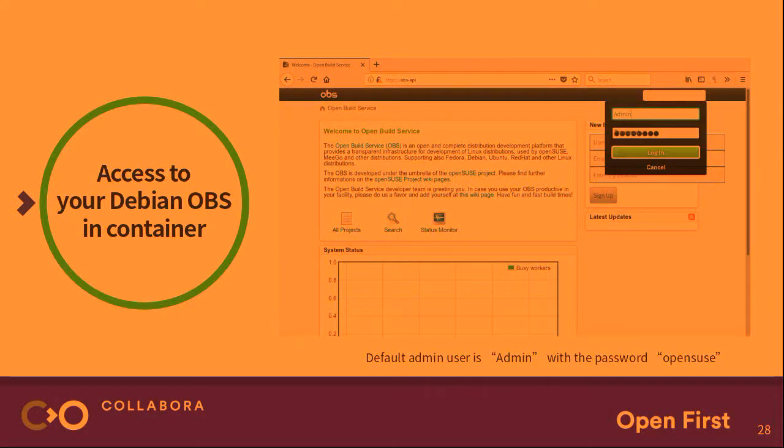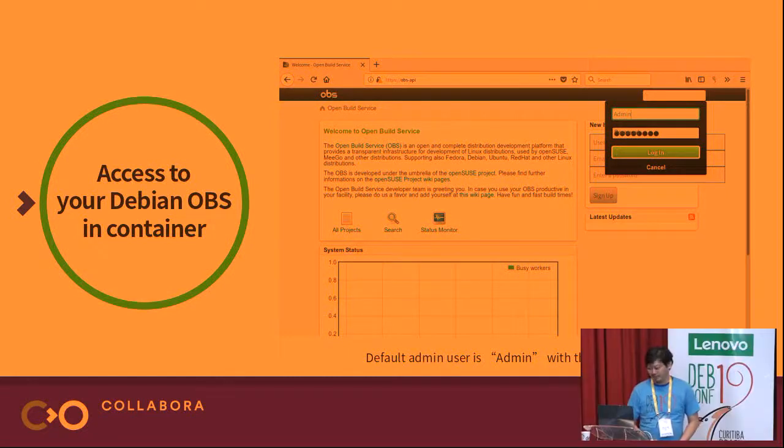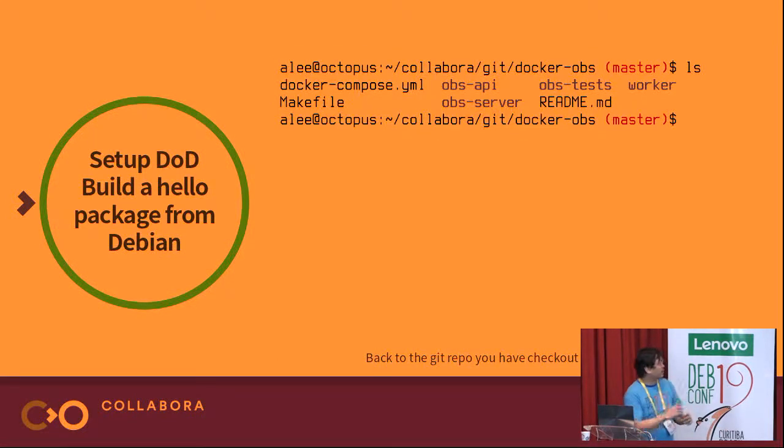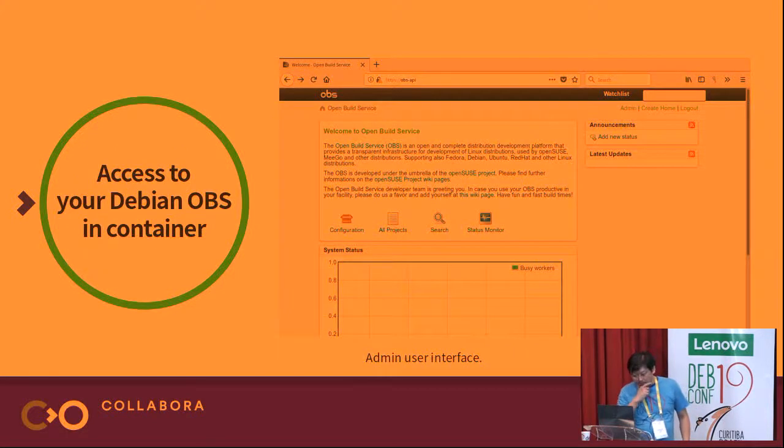Okay, and then we go down. The default username is admin, with the A uppercase, and the password is opensuse. Once you log in, you can see the admin account in this page, and then you can go back to the command line. Okay. This is the login to the administrator page, and you can create and configure projects on this page, and also configure the OBS.